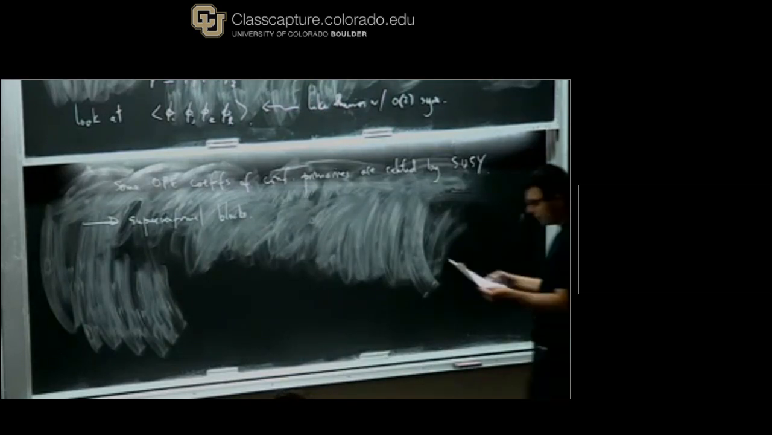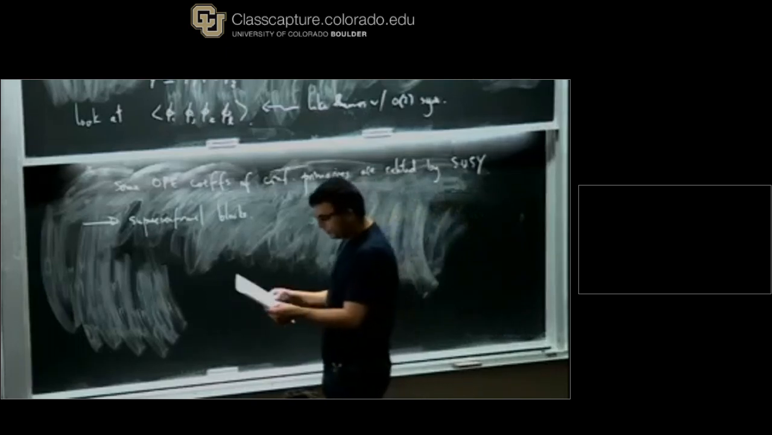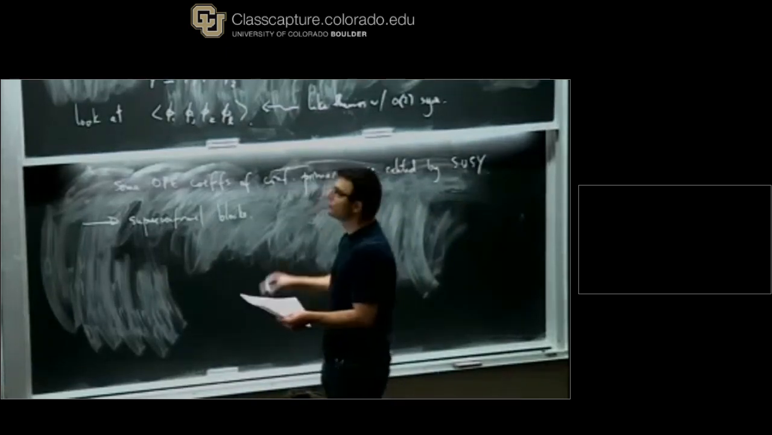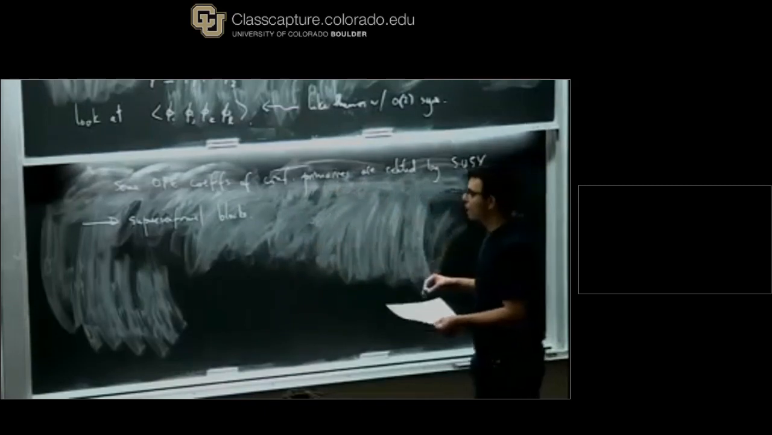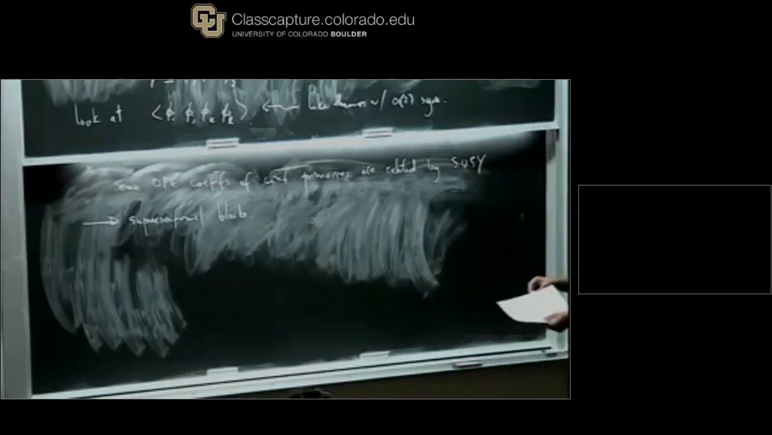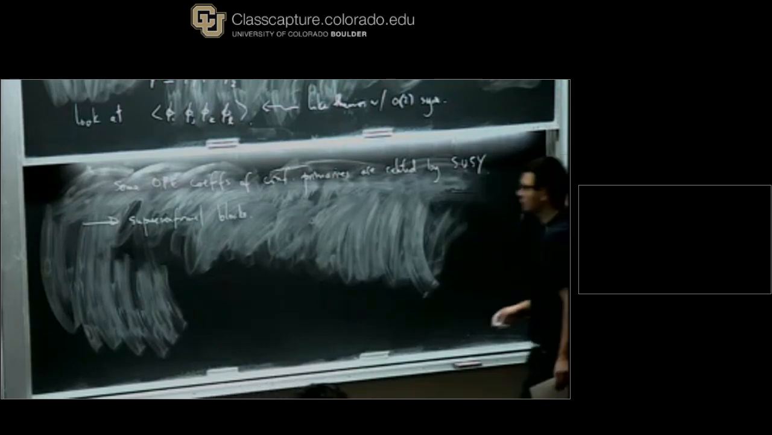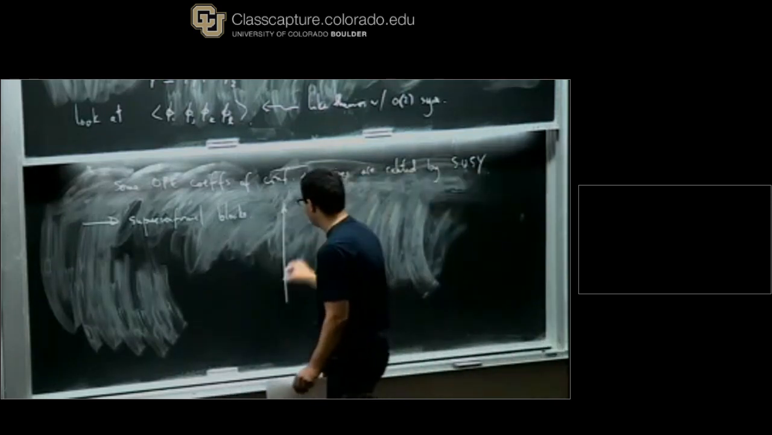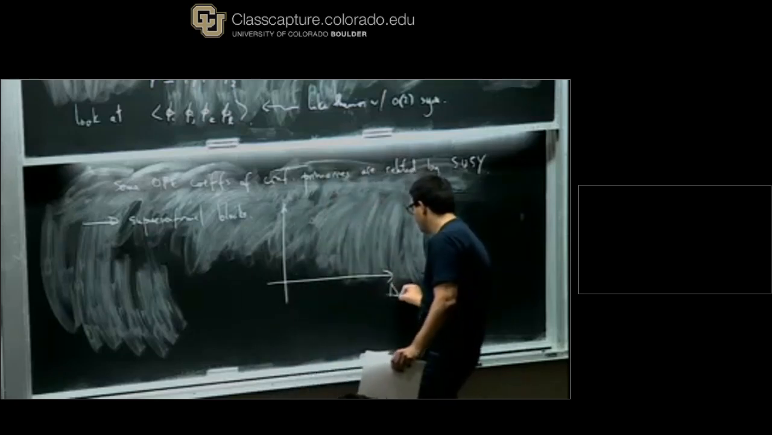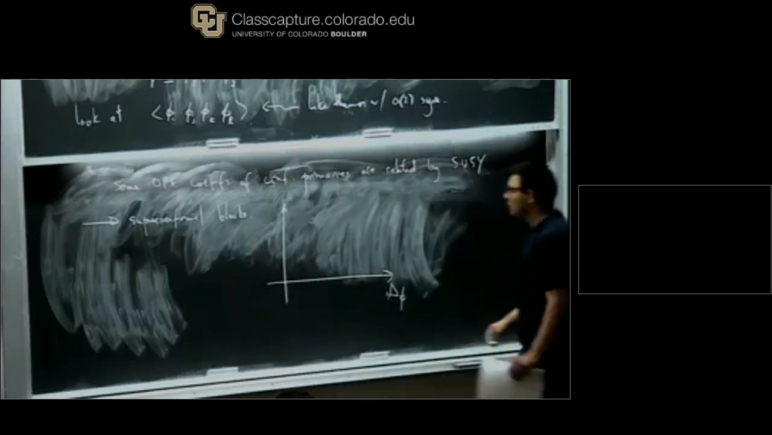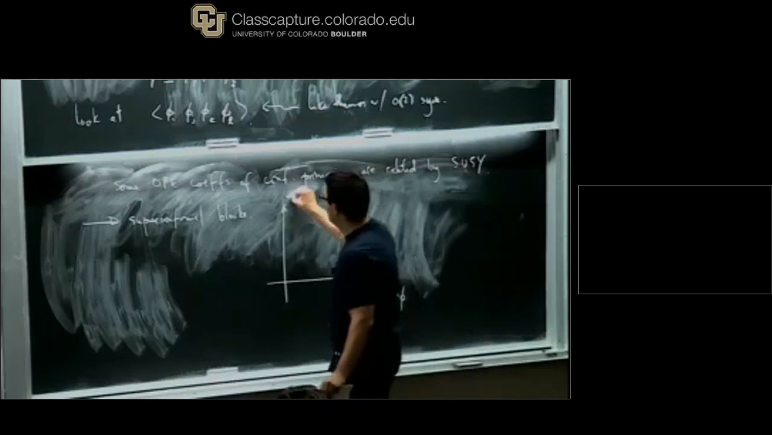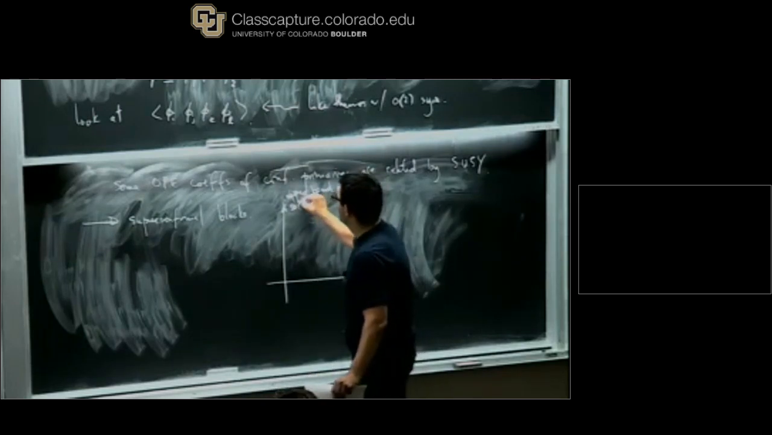But okay, this requires a lot of details. Let me just show you what happens if we try to put a bound on the lowest scalar that's a singlet under O(2) as a function of delta phi. Okay, so upper bound on SO(2) singlet scalar.